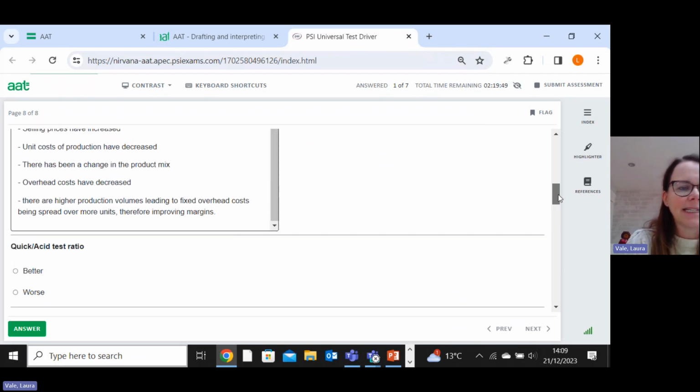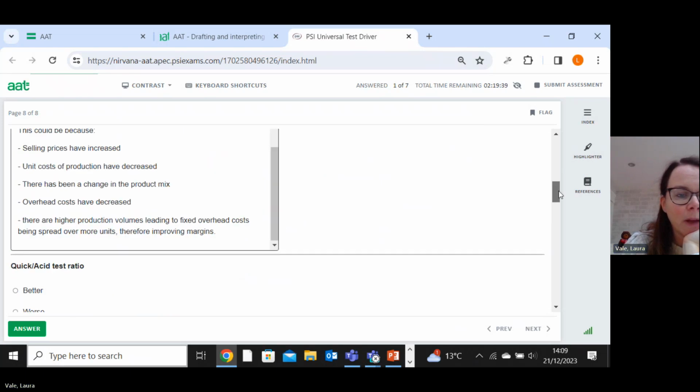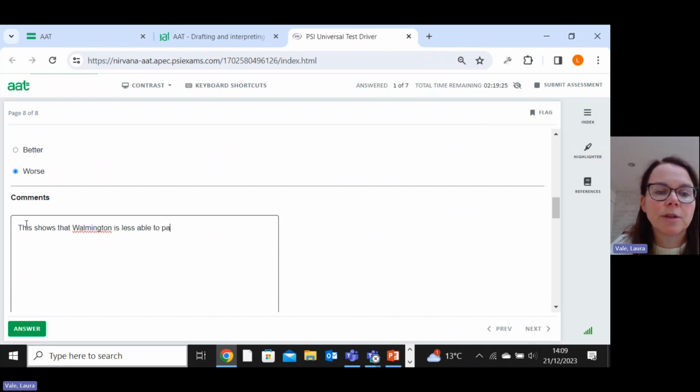So the quick acid test, so that has got worse. It's gone from 1.3 to 0.8. So this one is worse. Now remember those sentence stems. So this shows that Warmington is less able to pay their debt as they fall due than in the previous year.